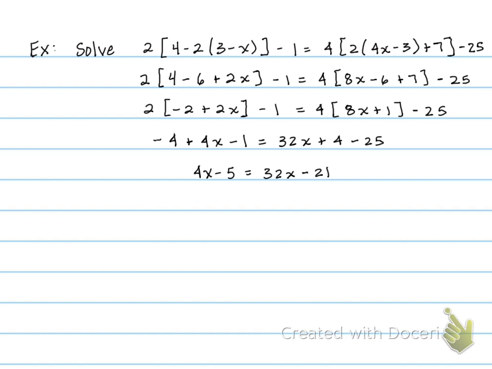Now we'll get all variable terms on one side, so we'll subtract 32x from both sides. 4x minus 32x is negative 28x. And then over here, I end up with just negative 21. Then we'll add 5 on both sides. So we get negative 28x equals negative 16. Hopefully I did that right, yeah.